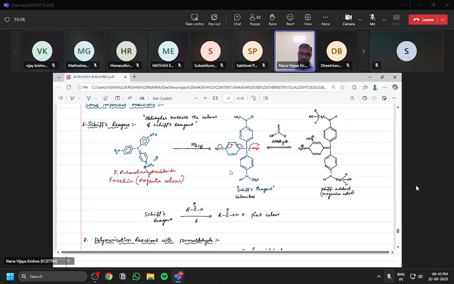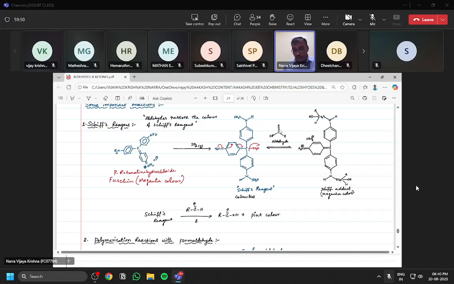See this. This is the para-rosaniline hydrochloride compound. We call it fuchsin, which is magenta in color. We pass sulfur dioxide gas. Sulfur dioxide is a reducing agent. So by passing sulfur dioxide, we get the corresponding sulfonate. We call this Schiff's reagent, which is colorless. So the SO2 group attacks the NH2 group to form this reagent.